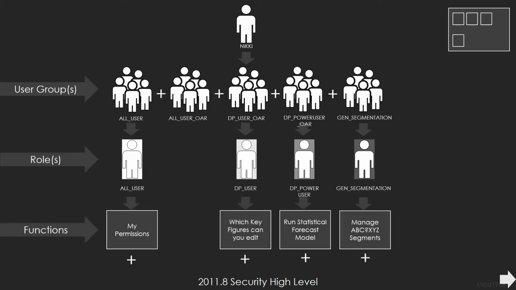And here's an example of some of the functions that you could see. If you were all users, you would see something like the My Permissions tile, which we'll talk about in a second. If you're a DP user, that would control which key figures you can actually edit. The DP power user is given the ability to run a statistical forecast model. And then this general segmentation role group can manage the ABC XYZ segmentation configuration.